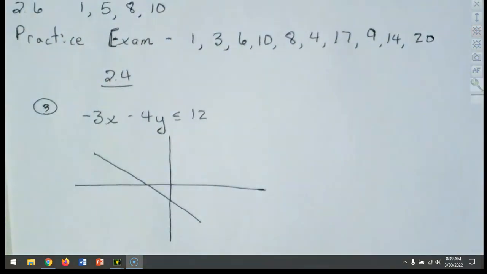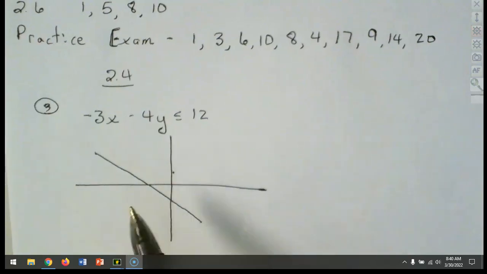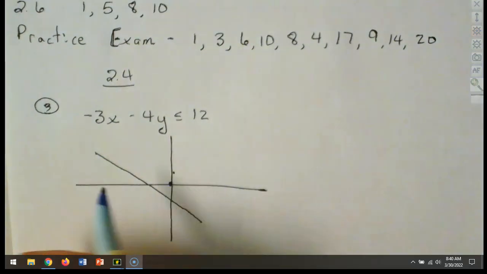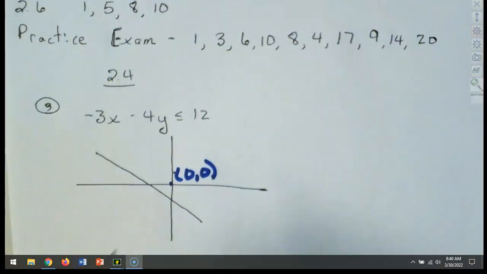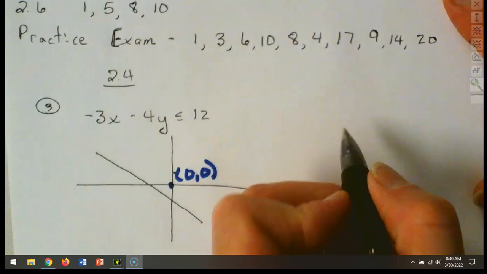Now, we already have the line, so we don't have to worry about that component of it. All we need to do is figure out if we shade above or below the line. How do we do that? Well, we pick a point that is clearly not on that line. So a nice easy point to start with is going to be 0, 0, because 0, 0 is right there. Okay? Clearly not on the line. We label it so we know where it's at. It's above the line. So now we're going to check 0, 0 in our original.